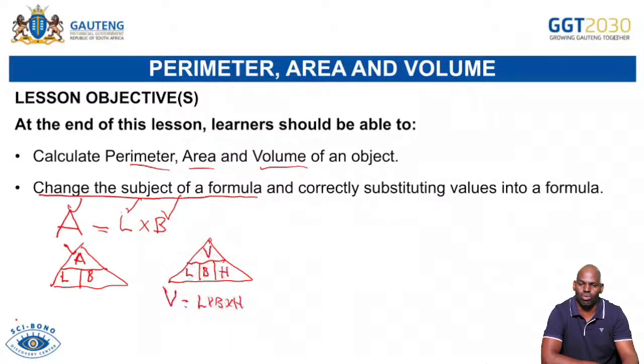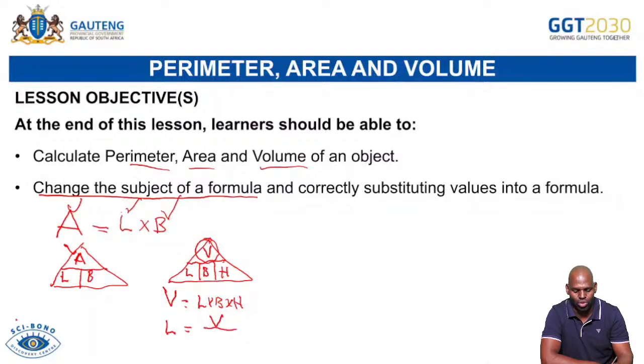But the examiner can also give you the volume. They give you the volume, the length, and the breadth, and they ask you to calculate the height. And that is where most of you are struggling. How do we change the subject of the formula? To change the subject of the formula, if we have to calculate the length, then we're going to say length is equal to the volume on top, and at the bottom we're going to have B and H. So we're going to have B times H.